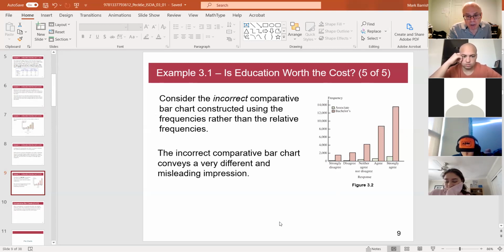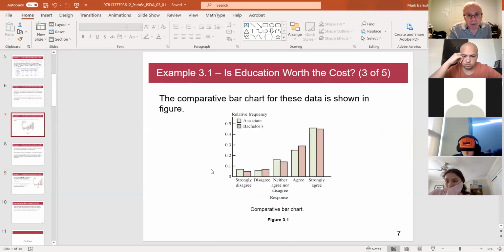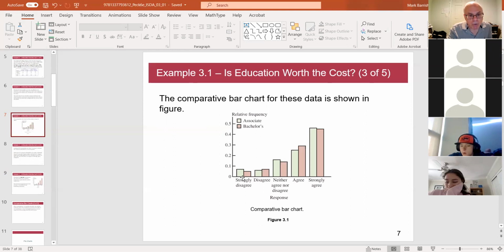So what do you do? You do a percentage comparison. That would be a fair comparison here. And now this makes a lot more sense, doesn't it? Some of the groups were favored more in the associate group. Some of these categories, like for example here, there was a higher percentage of the associate degree holders who strongly disagreed than bachelor's degree. All right. It was the reverse here for agree.